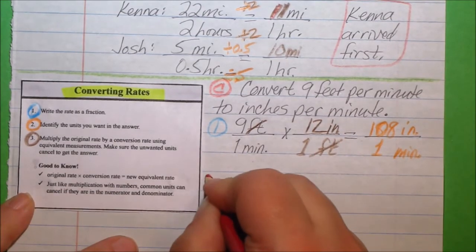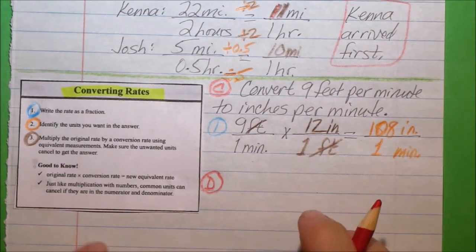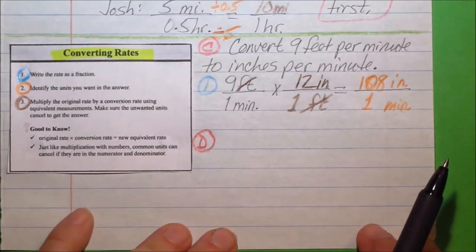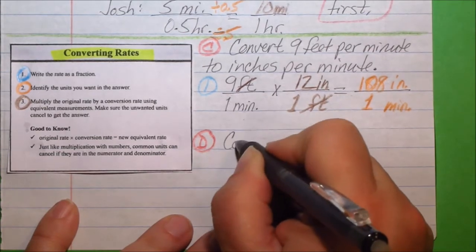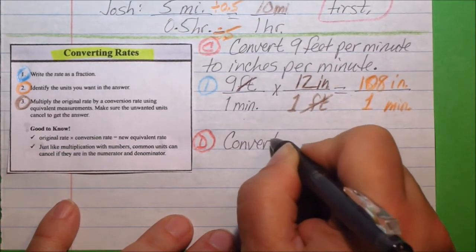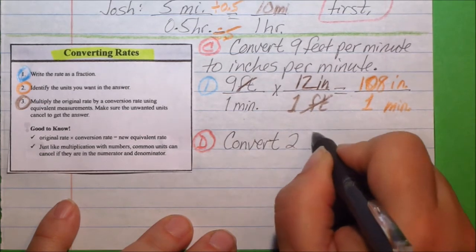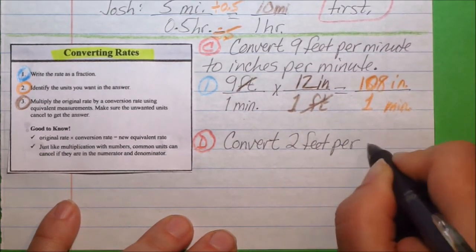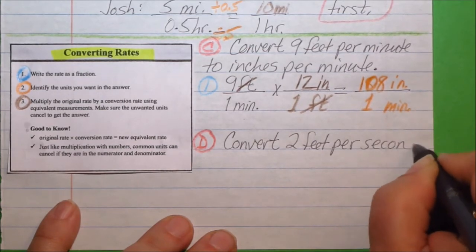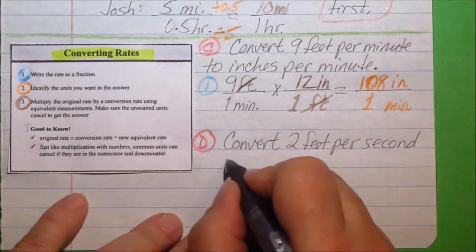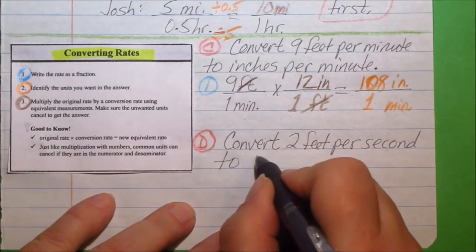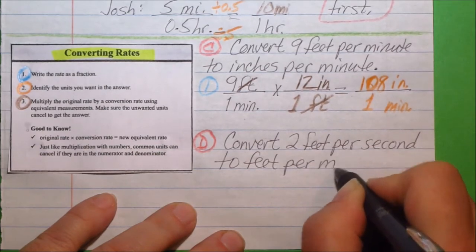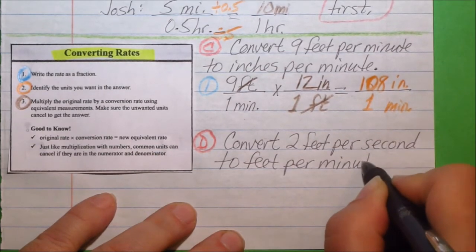All right, so let's put a capital D in a circle right here. And do that kind of problem again. Here we go. This one is going to be convert 2 feet per second, 2 feet per second to feet per minute. Feet per second to feet per minute.